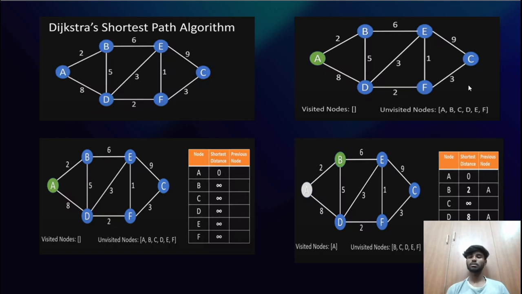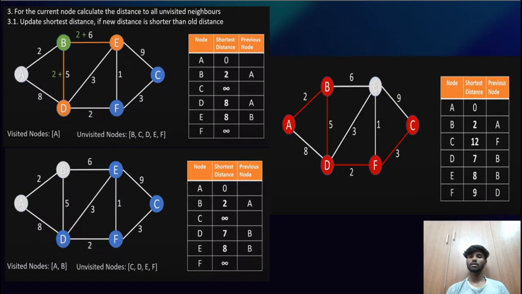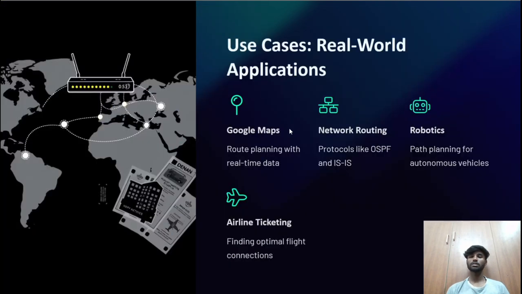Next we are discussing use cases in real-world applications, like Google Maps, network routing, robotics and airline ticketing. Google Maps uses routing with real-time data, and network routing protocols like OSPF and IS-IS. Also path planning for autonomous vehicles and finding optimal flight connections.